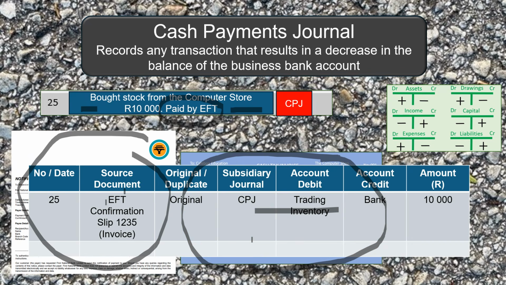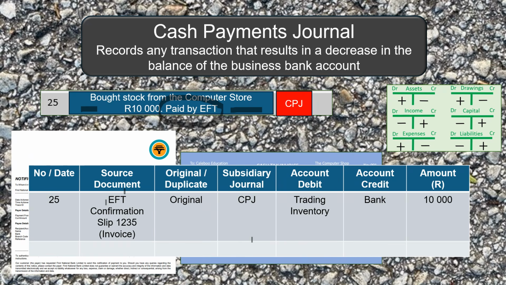And if we look at how to complete the table, there we have a look. Date was the 25th. They give us the EFT confirmation slip. I've just gone in chronological order. The last one was 1, 2, 3, 4. So I made this one 1, 2, 3, 5. It was the original that we received. The EFT confirmation slip was the original.